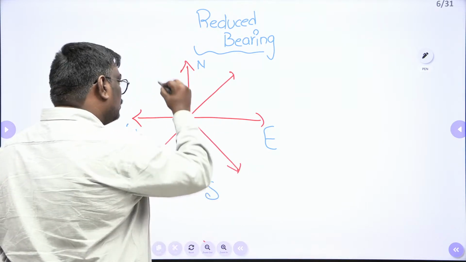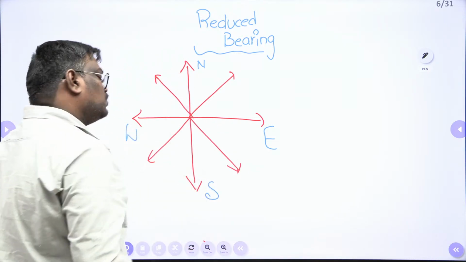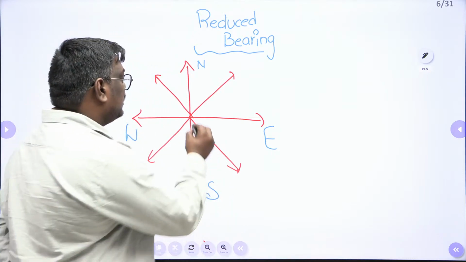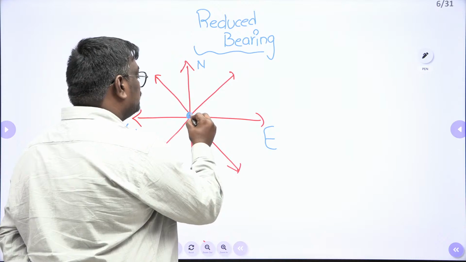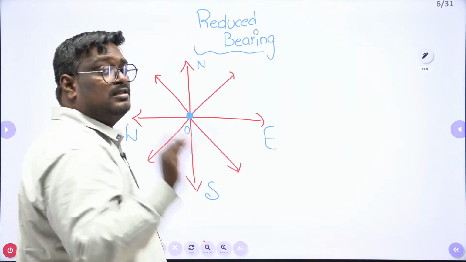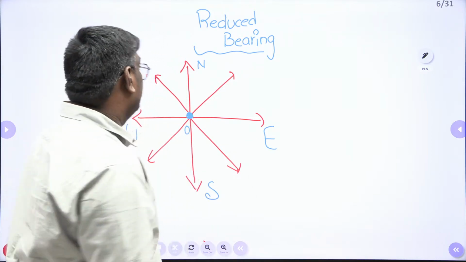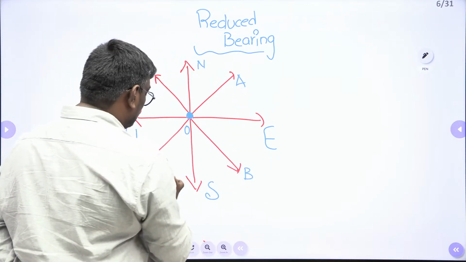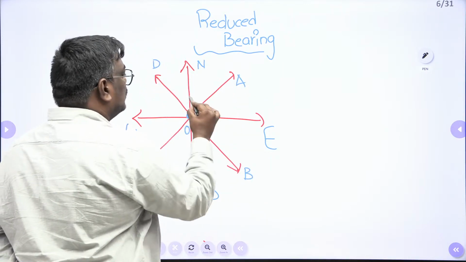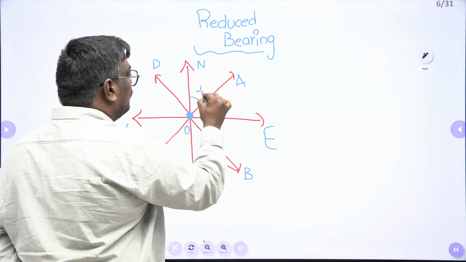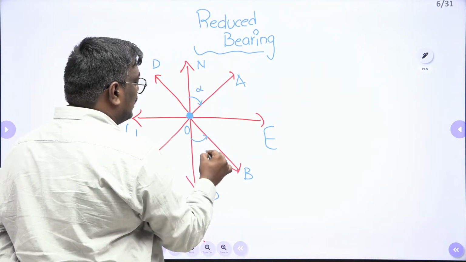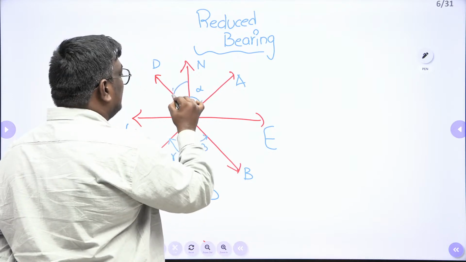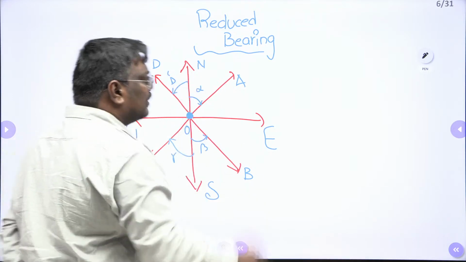You have to remember one important thing, my dear students, and keep it as a note. Whenever you are studying compass surveying, you should understand that the diagram is very important. Now, if I take the survey line OA or OB or OC or OD, we call this angle alpha, this angle beta, this angle gamma, and this angle delta. So, what is reduced bearing?